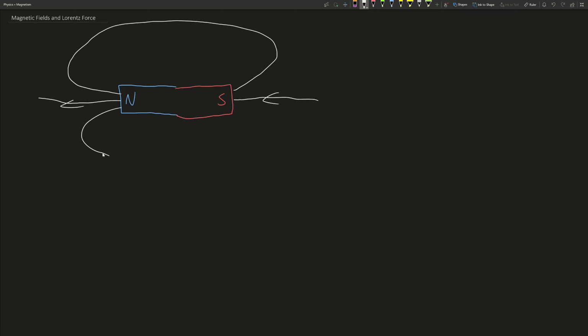loops of various sizes. And so these field lines, again, point out of the North Pole and into the South Pole.